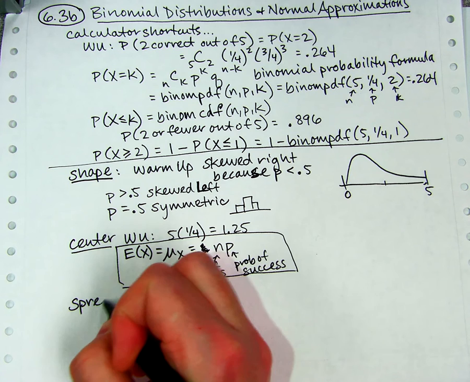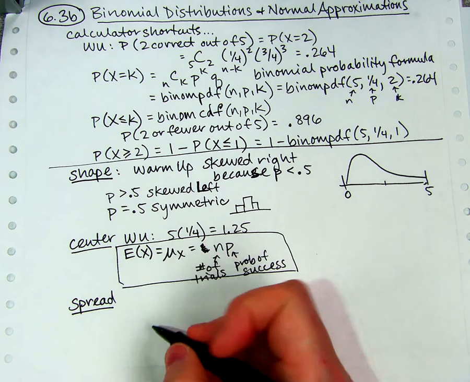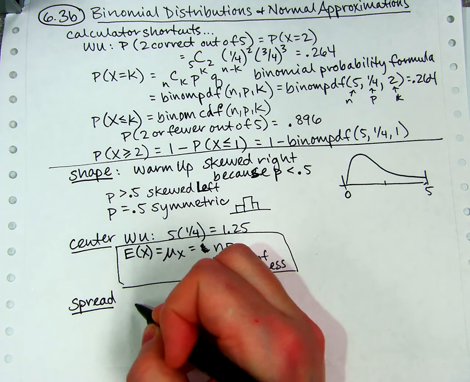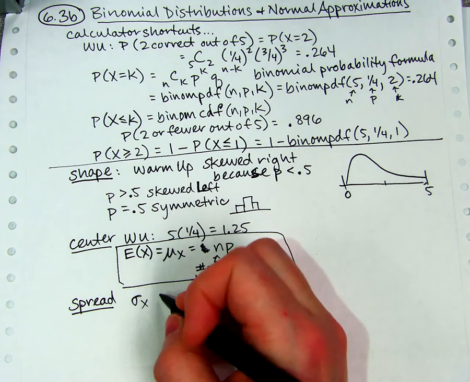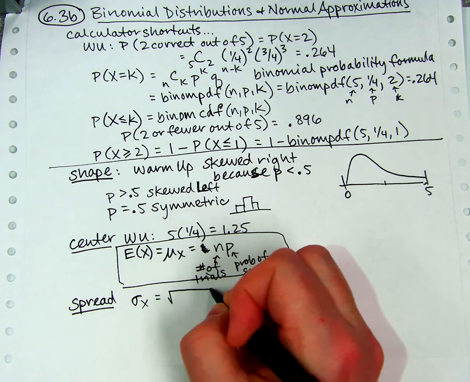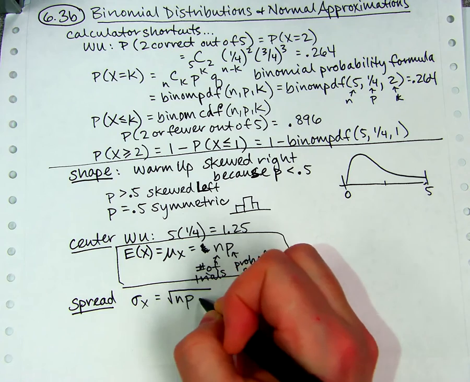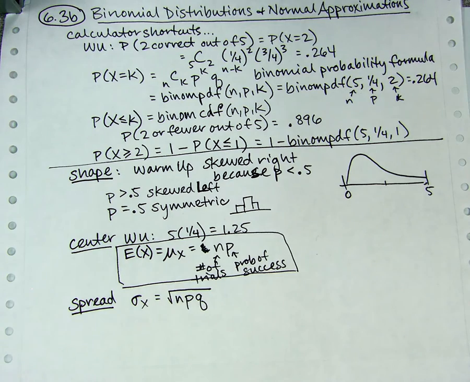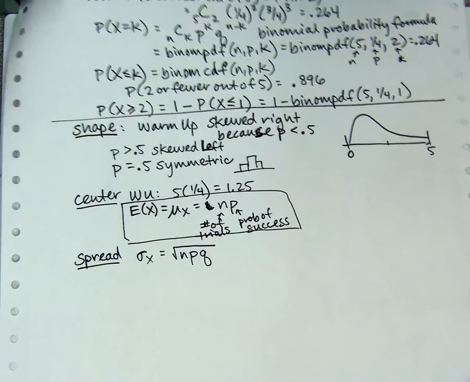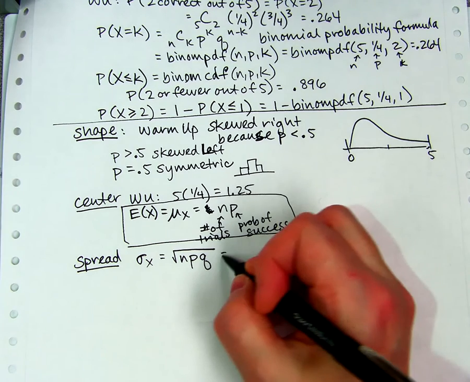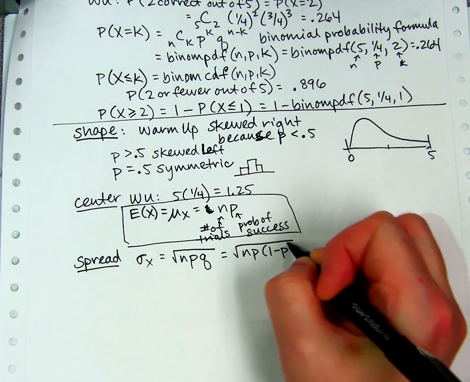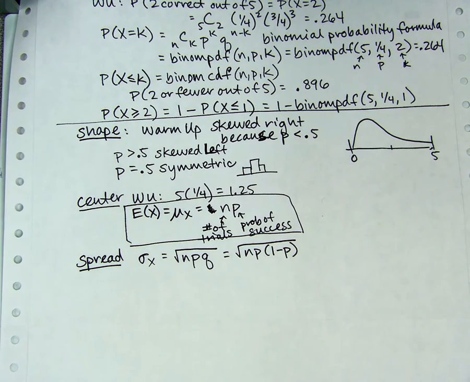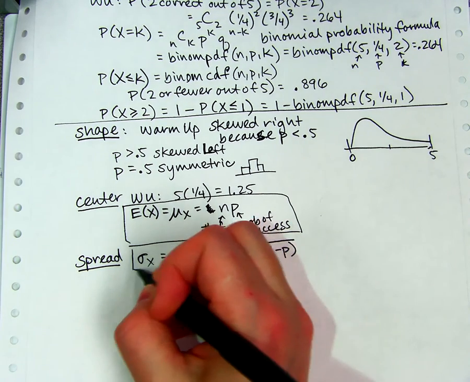Spread is not so easy and not so intuitive, so I'm just going to give you the spread formula and say it is this. I also have this one memorized because it's short, but you don't have to memorize it. You're going to write it on a weekly summary. Square root of NPQ. And because somebody always asks me what Q is, the book writes it this way. It is NP times 1 minus P. Remember, Q is always 1 minus P, or Q is the probability of failure. So that's the formula for the standard deviation.